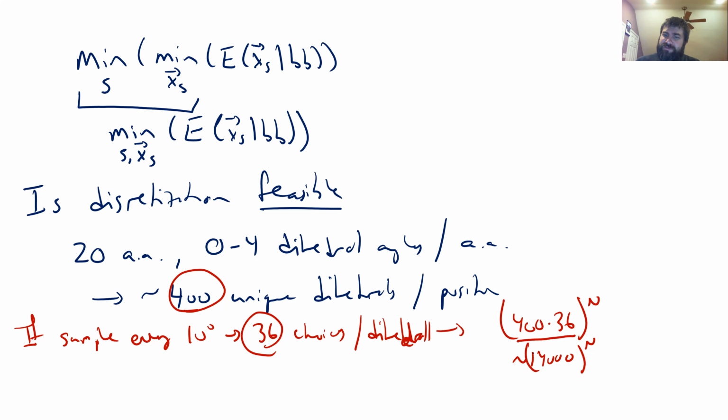This starts to seem like maybe it's not very feasible. But the underlying question is, how finely do we need to sample? And now here is where a very, very important experimental observation comes in.